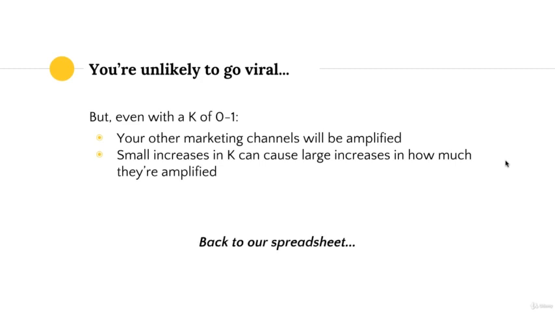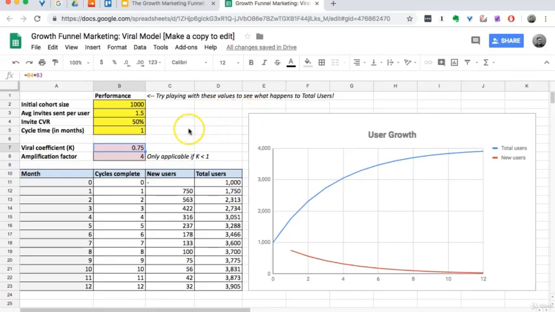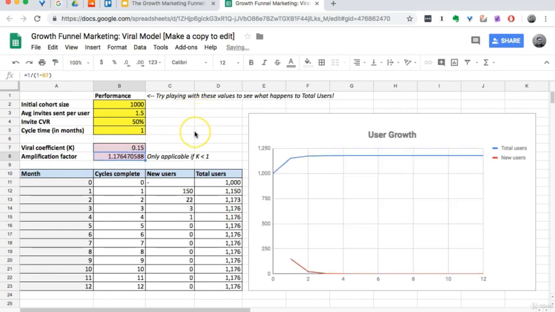Let's take a look and see how that plays out. So with a viral coefficient of, let's say, 0.15, which he mentioned was a good K factor, you can see that we start off with 150 new users, and that gradually decreases until we aren't getting any more new users. But ultimately, our amplification factor on the 1,000 users in our initial cohort is 1.17. 1,000 times 1.17 is exactly what we end up with.